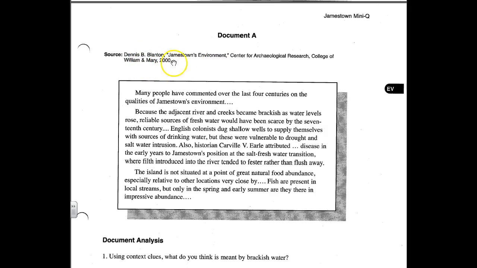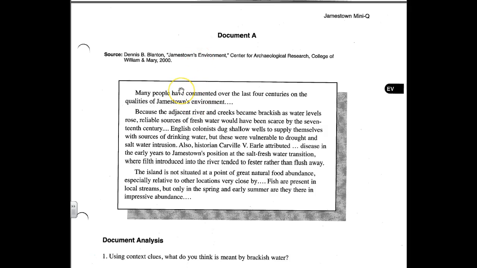from Dennis Blanton. Its title is From Jamestown's Environment, Center for Archaeological Research, the College of William and Mary. So this is a piece written by Dennis Blanton. And an interesting little sidelight, Dennis Blanton is one of the gentlemen in the Jamestown video that we will watch in class, who talks about the tree ring data and the evidence from the tree rings that proves that Jamestown was in the middle of a drought in the years after 1607.